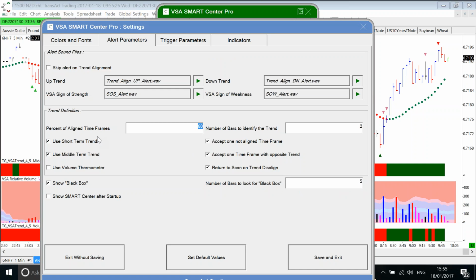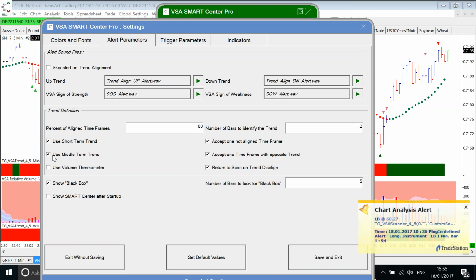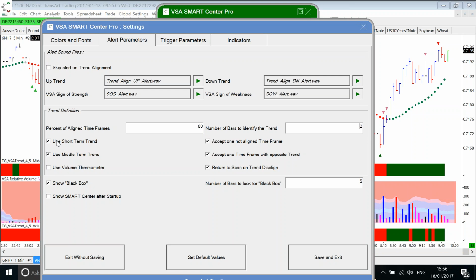Okay, so 60% of the trend of the time frames aligned. That means if I'm monitoring 7 time frames, at least 4 of them need to be in alignment to trigger the trade. Okay, I only need 2 bars for trend alignment, and here I'm not using the volume thermometer, I'm just using the medium term trend and the short term trend. The reason for that is when I put the thermometer on, you miss quite a few trades. So I like to just use my own analysis. So by using the middle and the short-term trend and switching that off, you'll get more alerts.